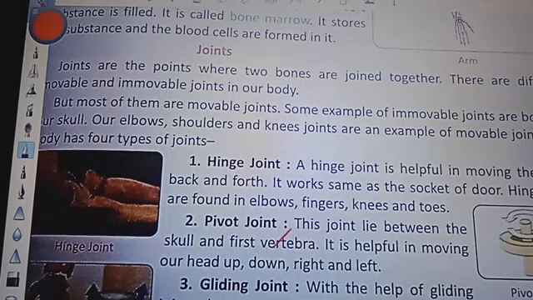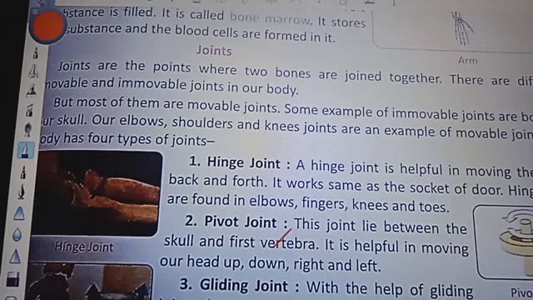So we are discussing the chapter Our Body, and we discussed our skull, vertebral column, ribs, arms and legs. Now we are going to discuss joints.